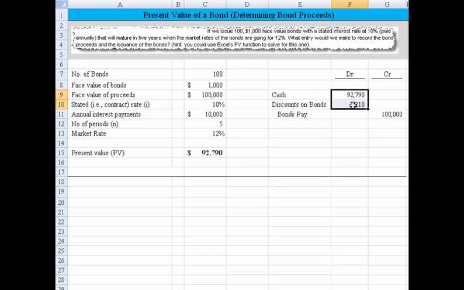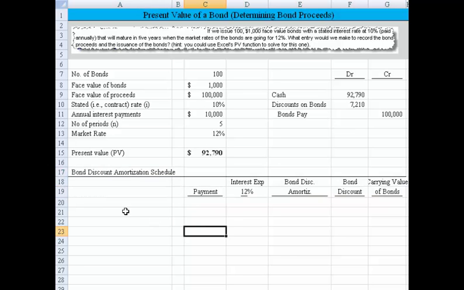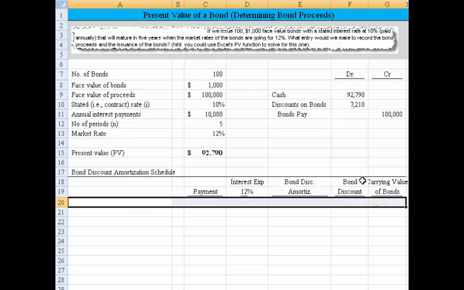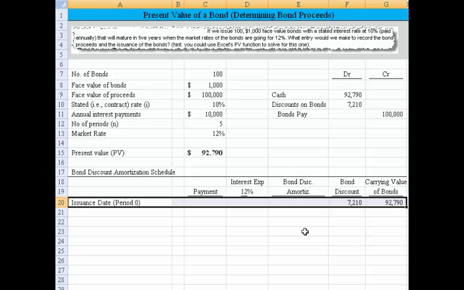Our debits equal our credits. We've recorded how that occurs. Now, just to prove that this actually worked, I want to drop in an amortization schedule that I've worked ahead. So here's our bond discount amortization schedule. Okay, a couple things. We would drop in the carrying value of the bond. So I'm going to have to make this a little bit bigger here. Let me shrink this column so you can see all of that.